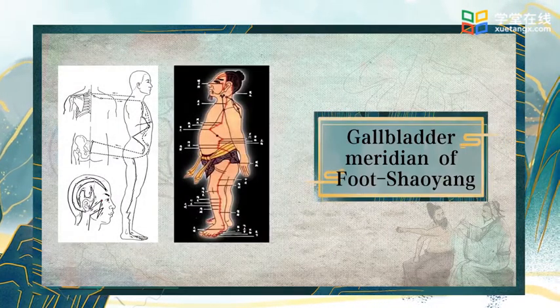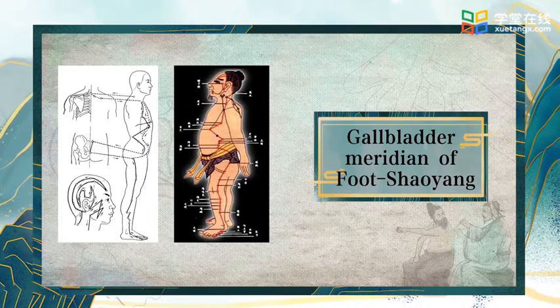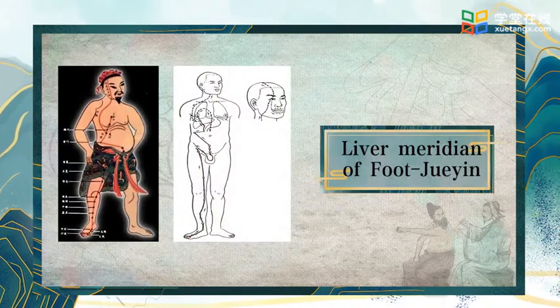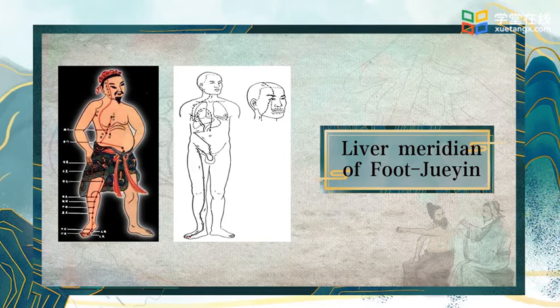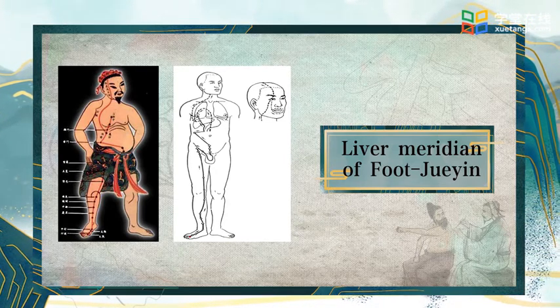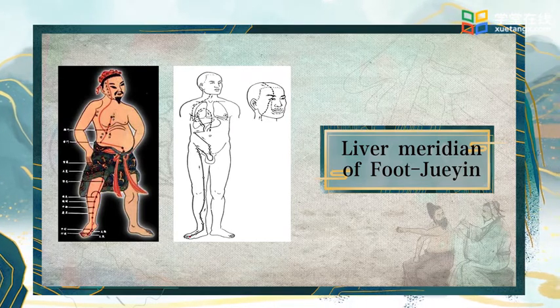Gallbladder meridian of foot, Shao Yang, mainly runs along the lateral side of the surface of the lower limbs. Liver meridian of foot, Jue Yin, runs between spleen meridian and kidney meridian after the crossing point, which is 8 cun above the inner malleolus.